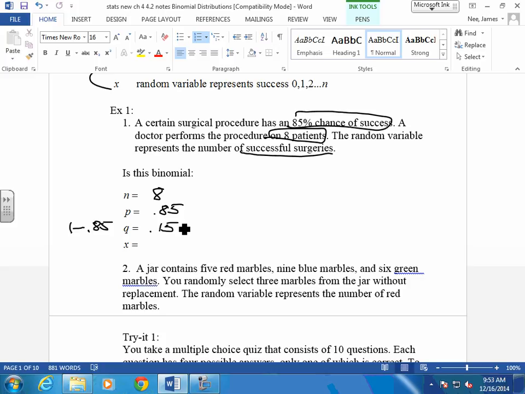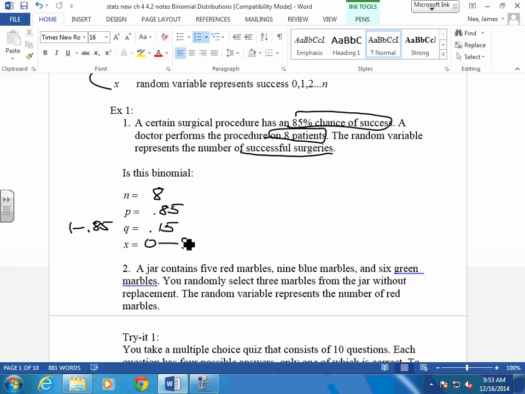Hopefully the doctor doesn't get worried. No, so each, overall, maybe, but each time he starts this, he has an 85% chance of success. And your X will go from 0 to 8. So is this binomial? Does this fit your binomial criteria? Yes. Each surgery is independent of the one before it. His probabilities are fixed. We do it n amount of times, 8, or your x value goes from 0 successes to 8 successes. Yes?